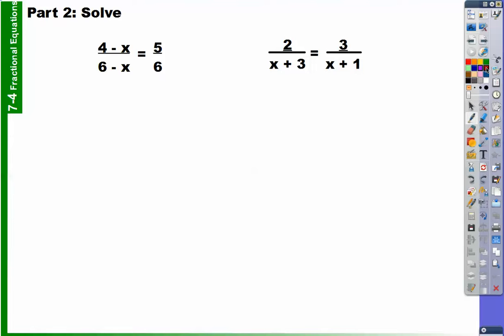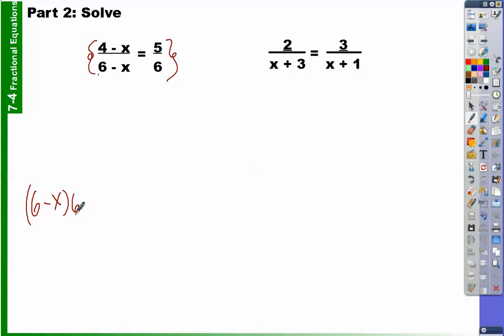What is our least common denominator in this case? Well, this fraction here has a denominator of 6 minus x. This fraction here has a denominator of 6. Do they share any common factors? No, they don't. You might be tempted to say they share a 6. However, that would mean that there would be a 6 in front of this x here, and that doesn't occur. So they do not share any common factors. So our common denominator is going to be 6 minus x times 6.